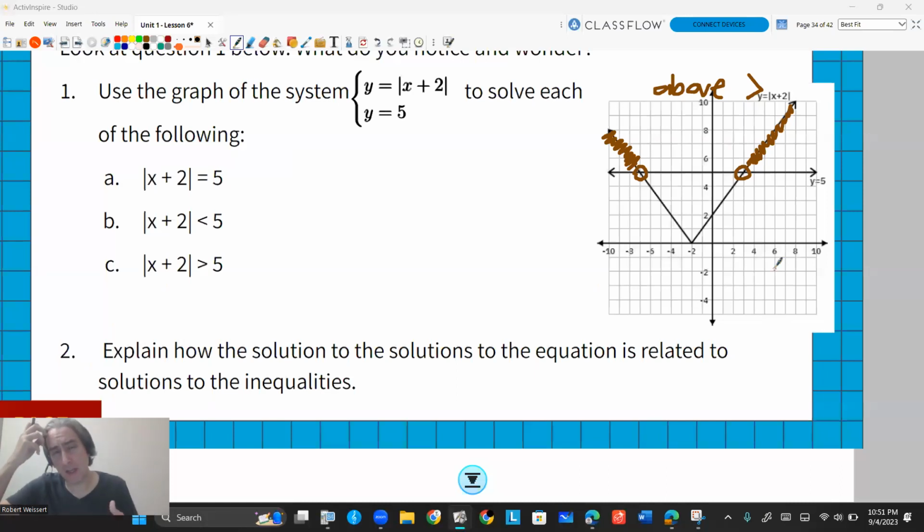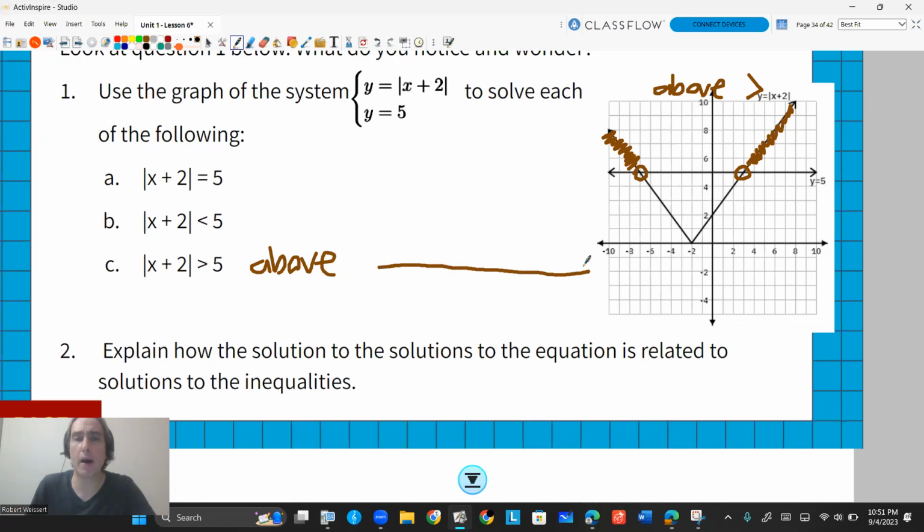You may notice that the solution where it's greater than 5 is where it's above, okay? I want it to be above that line. So they're not going to be sandwiched between -7 and 3 like the one in part B. They're going to be above it. So if you think about that number line again, always go back to that number line. Think about -7 and 3.